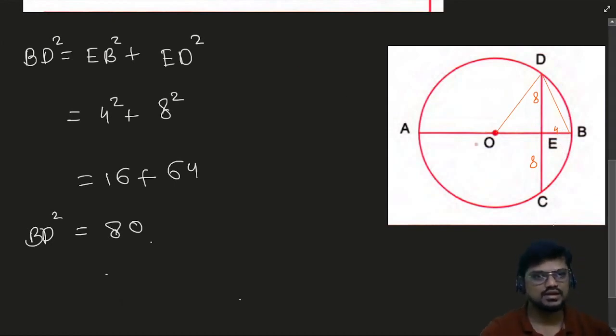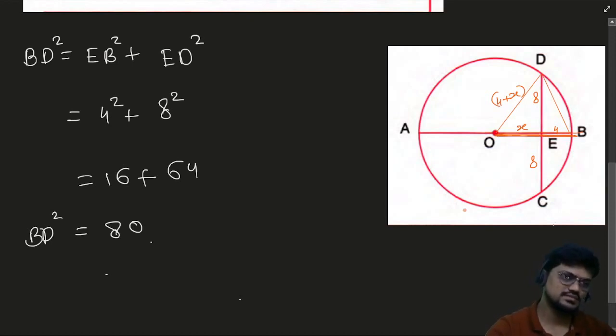If I say this length is x, and this will be 4 plus x. Yes or no? Because OB will be 4 plus x, and that will be the radius.